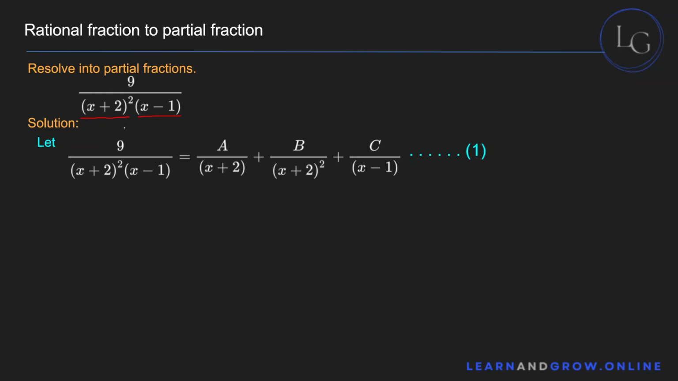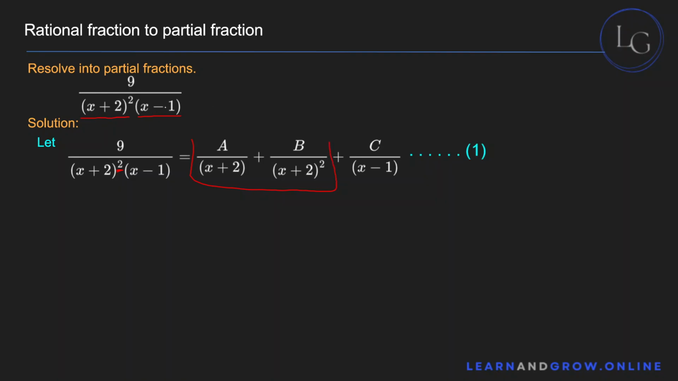Well, you'll first have to resolve the x plus 2 whole square part of the denominator. And how will you do that? Well, as you remember, you'll have two partial fractions over here, obviously in increasing powers of x plus 2. So we'll have a over x plus 2 to the power 1 plus b over x plus 2 to the power 2. And obviously that is the limit. That is the highest power of x plus 2. So that is where you'll stop with this part of the denominator.